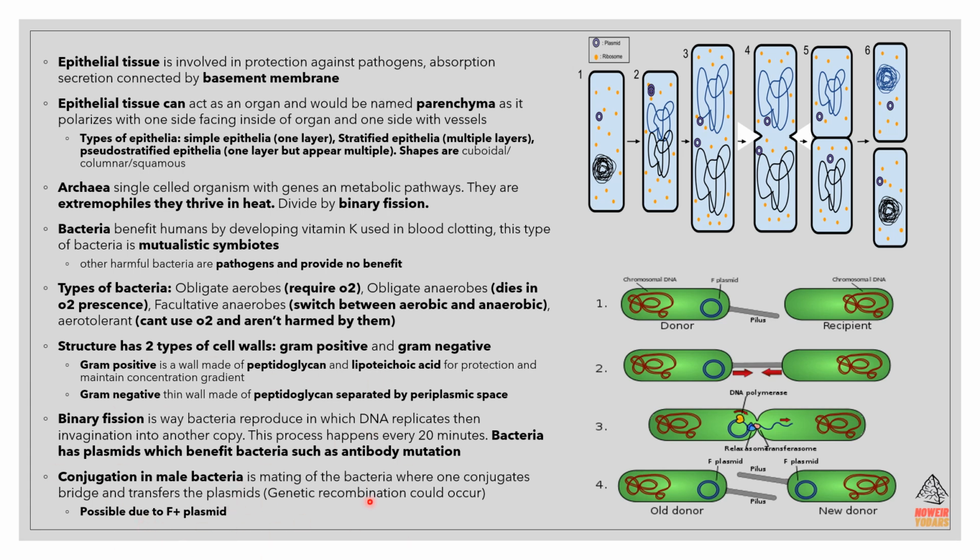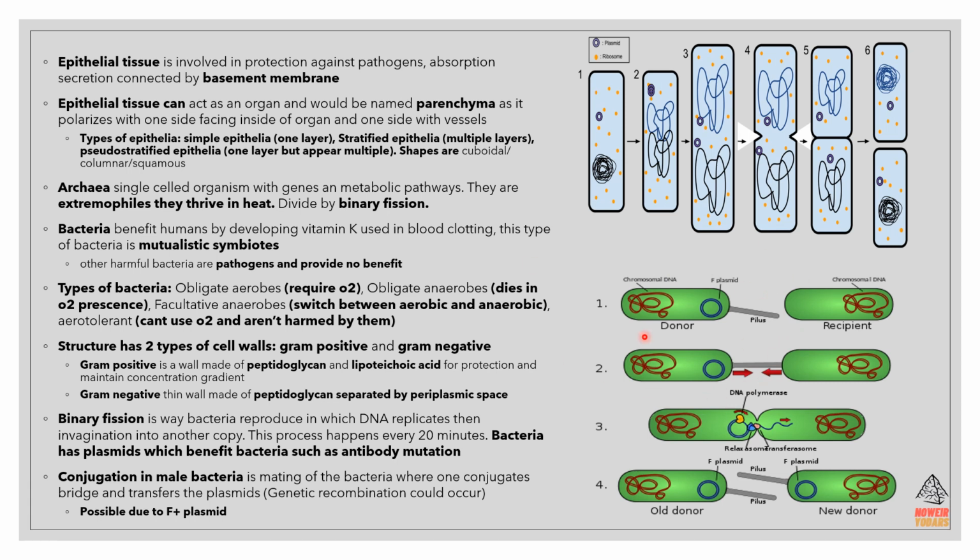There's another way that, for instance, bacteria can develop new genes. They can develop new antibacterial defense mechanisms. So the first way we have is conjugation in the male bacteria, which is the mating of the bacteria, when one conjugates a bridge and transfers plasmids, genetic recombination due to F plus plasmids.